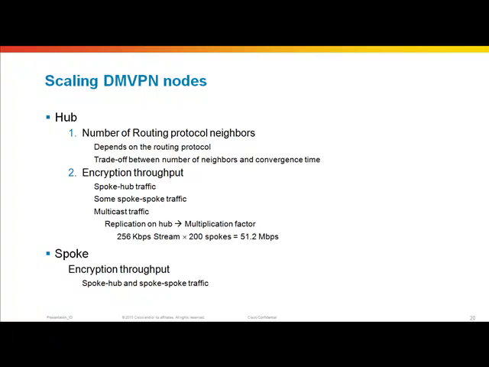Encryption throughput is your second point. You want to look at your aggregate encryption throughput. How much encrypted traffic is going to go through this hub? If it's a hub and spoke, or a phase one DMVPN network only, that means all the spoke traffic goes through the hub, which means a decrypt and encrypt for each of the spoke-to-spoke packets. So you want to take that into account. Even if you're doing spoke-to-spoke tunnels, there is a small time while we're building a spoke-to-spoke tunnel between two spokes where the spoke-to-spoke traffic will come via the hub.